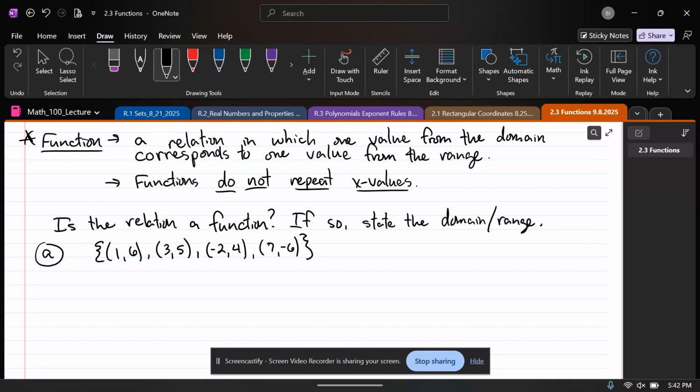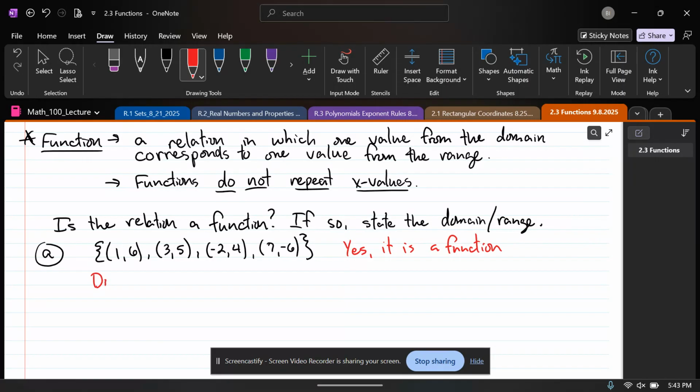Okay, so looking at that set of ordered pairs, that is a relation. Is that a special relation that we can call a function? Yes. Why? It doesn't repeat the x values. We got a 1, a 3, a -2, and a 7. Definitely not the same number in the x position for any of those. So this is a function. So yes, it is a function. You can just write the word yes on there if you want to.